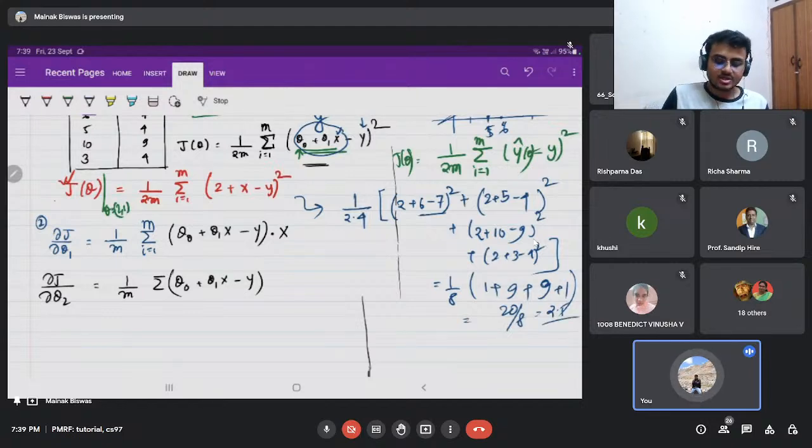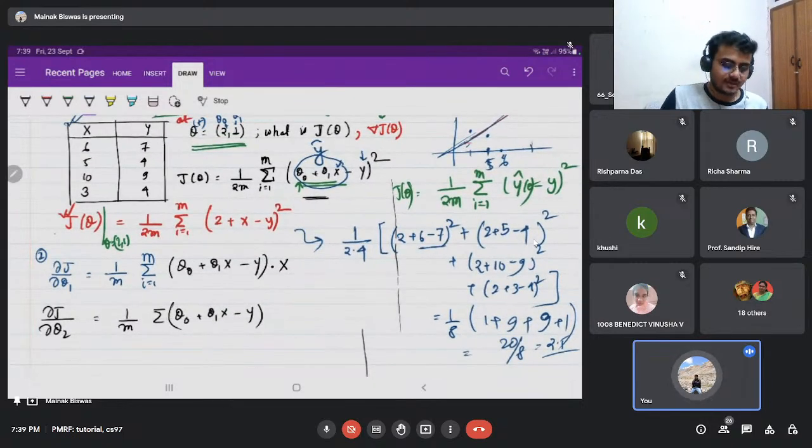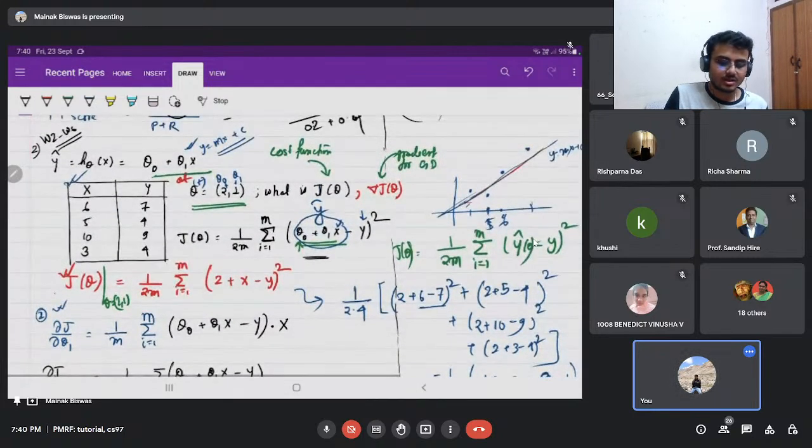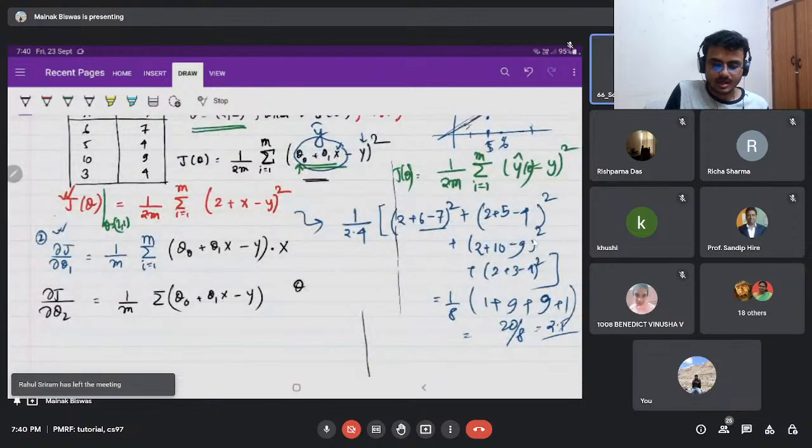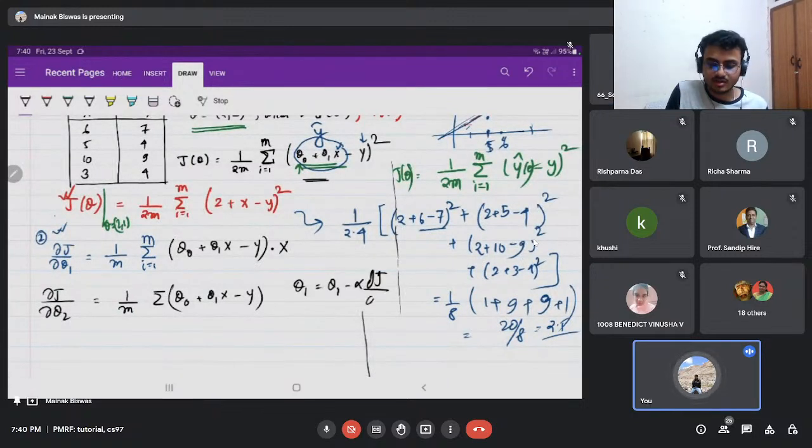So this is the loss function at a particular value of theta. Now for gradient descent that we did in week 6, what will we do? We will calculate the derivatives, right? And we will update theta 1 as theta 1 minus alpha dJ by d theta 1, and so on. So let's do that as well.